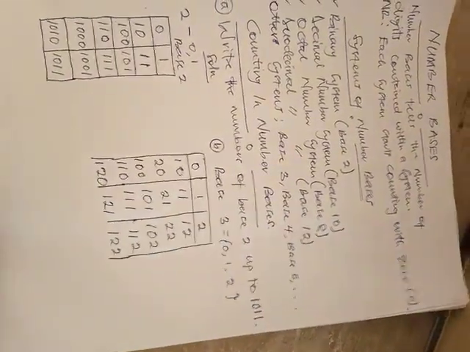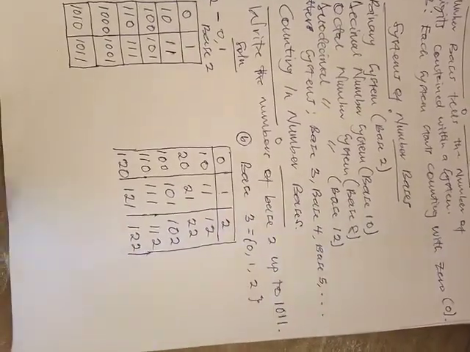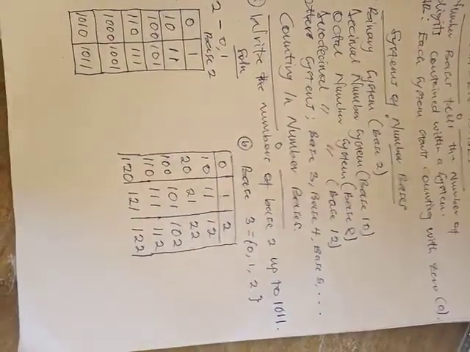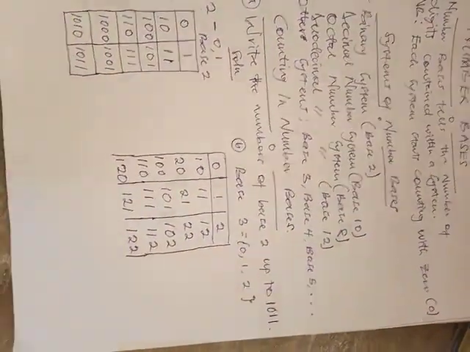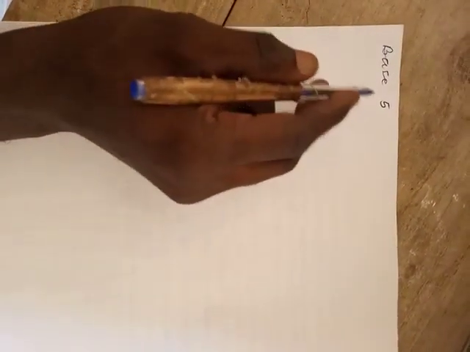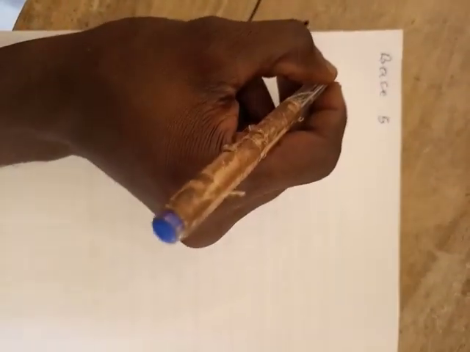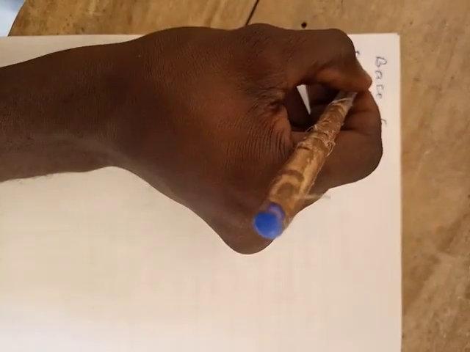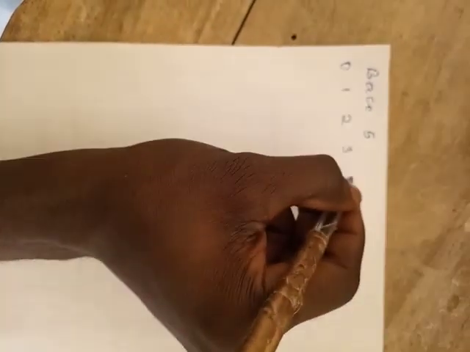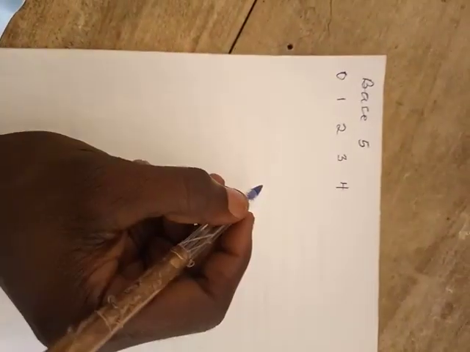So that's what happens in base 3. You can continue until wherever the question will ask you to end. Now let's continue with base 5. Base 5, all the numbers of base 5 have 0, 1, 2, 3, and 4.